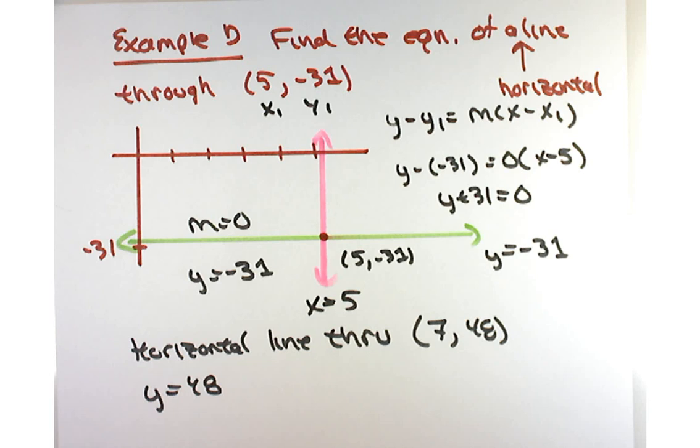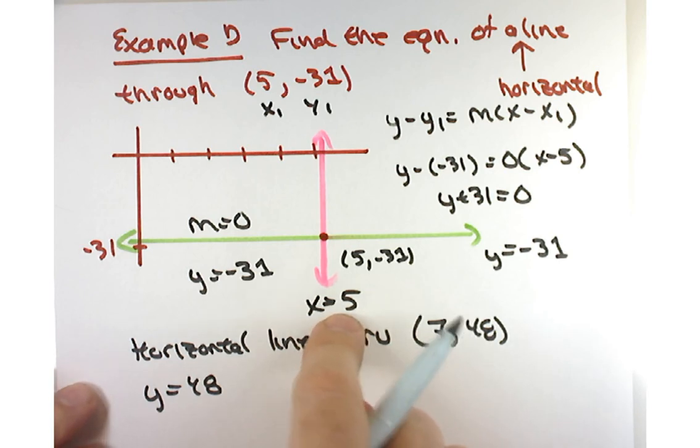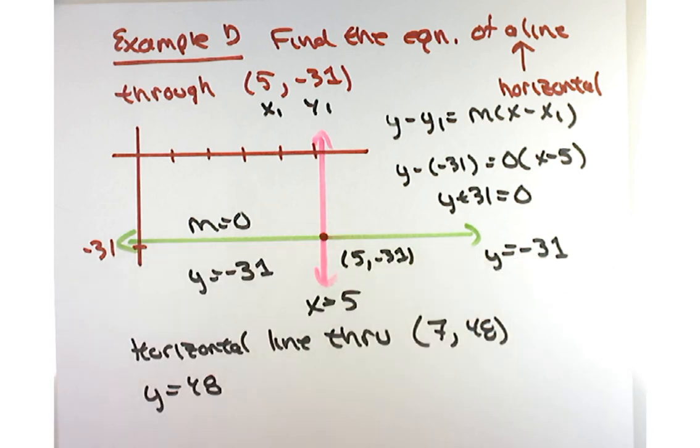So if you've got a vertical line, it's x equals something. If you've got a horizontal line, it's y equals something. This slope is undefined. This slope is 0. Perfect. Okay. Let's do another one. Let's do a couple of nice applied examples to round out the section.